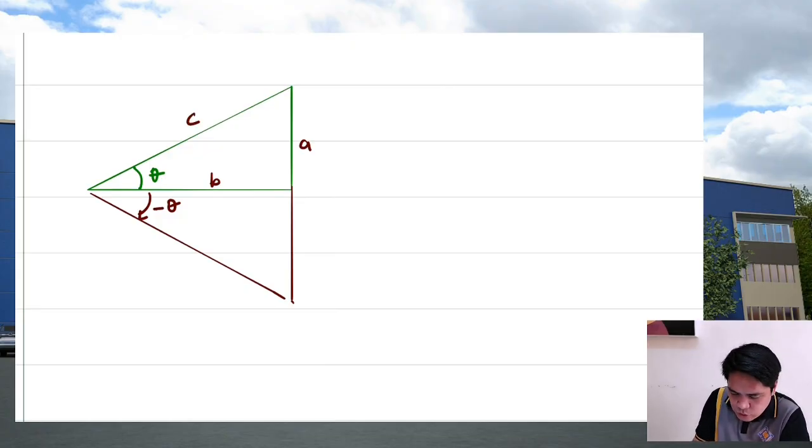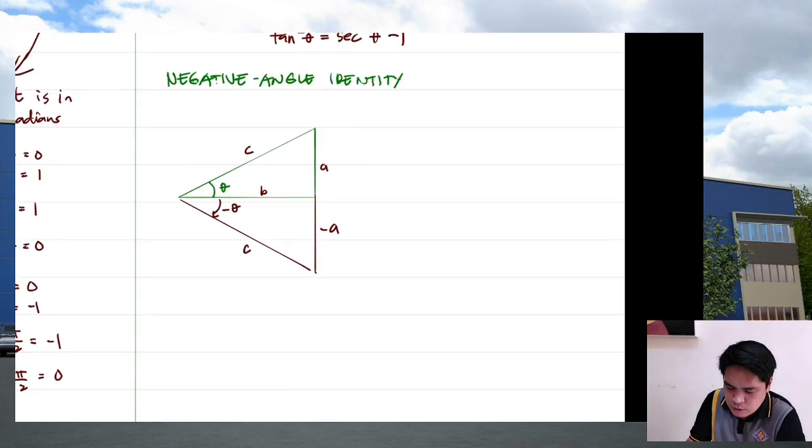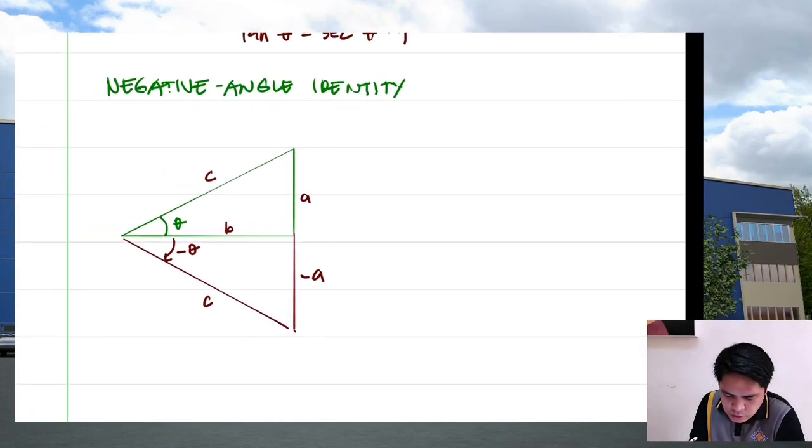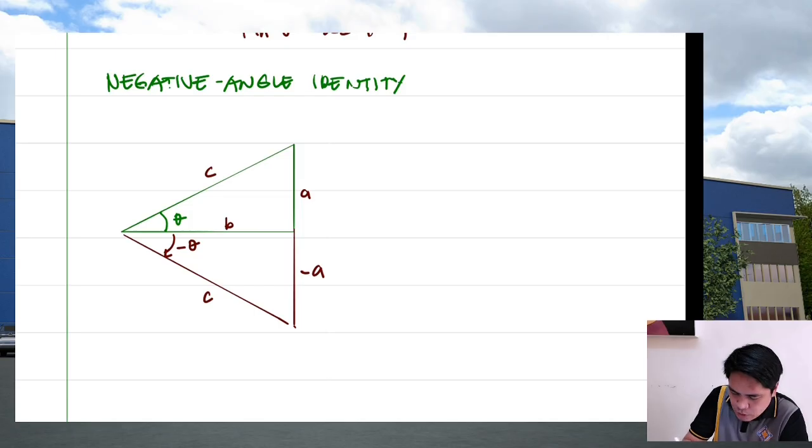Okay? So, if this side is C, and this is also negative theta, theta pa rin siya pero opposite ng direction, this is also C. And the opposite side is also A, pero nasa baba na siya. So, that is negative A there. Okay? So, yung negative angle identity is this. Ano yung mga values ng sine negative theta?